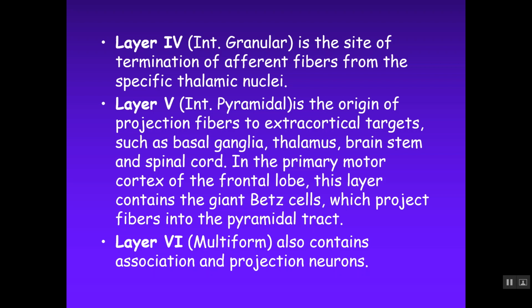In the primary motor cortex of the frontal lobe, this is where what are called the giant Betz cells start. These are the ones that are going to project all the way down into your spinal cord. They have to make big, long axons, so they're big cell bodies that project down there, okay, and become your pyramidal tract.